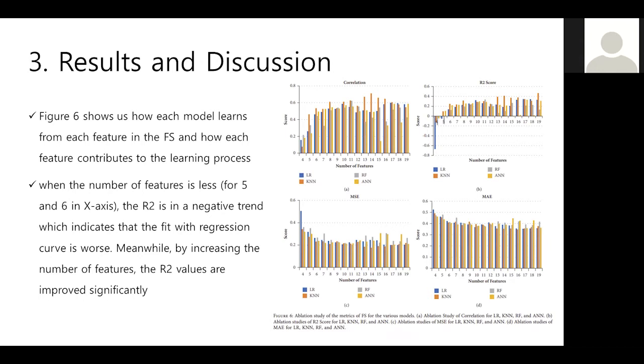It is evident from figure 6b that when the number of model features is low, at 5 and 6 on the x-axis, the R2 is in a negative trend, which indicates that the fit with the regression curve is worse. Meanwhile, by increasing the number of features, the R2 values are improved significantly.